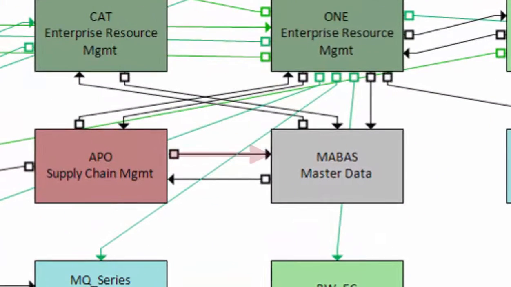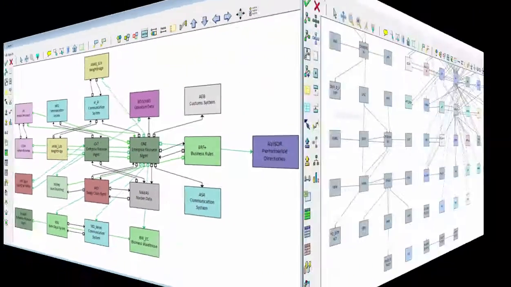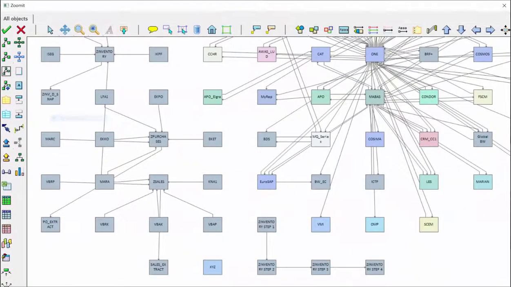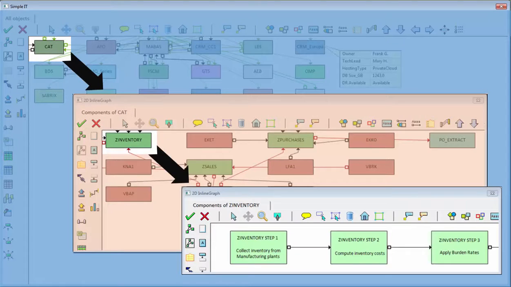Different pieces of data move between these systems. Business logic is applied on this data at several stages. Depending on the size of your organization, the number of systems may vary from hundreds to thousands. With Zoomit, you can create a very high-level architecture diagram that shows the view from a 30,000-foot height, all the way down to a very low-level design diagram that shows the minute details.